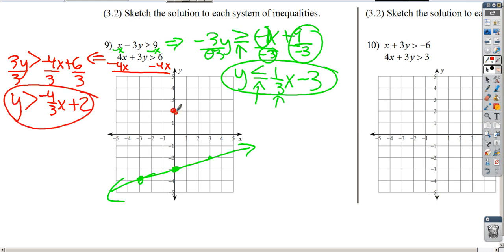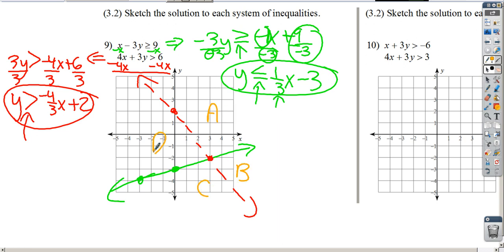It has a y-intercept of 2, and the slope is negative 4 over 3. So we go down 4 over 3. And this should be a dotted line, not a solid line, because that's y is greater than, not greater than or equal to. So there's our dotted line. Okay, and you may notice this kind of forms what you could say are 4 regions, and we'll call this region A, B, C, and D.